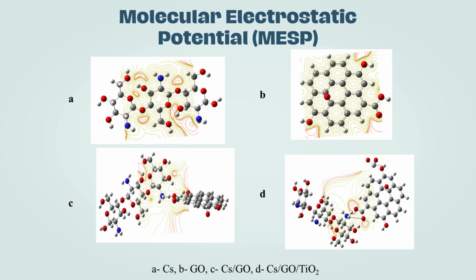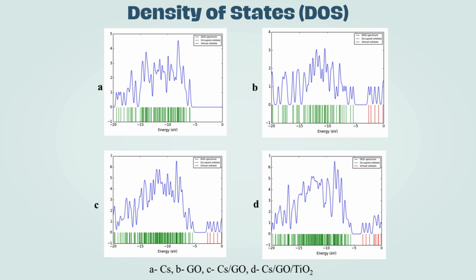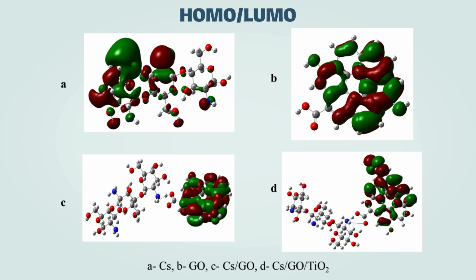Molecular electrostatic potential can show the active sites and the overall charge distribution for a molecule. Molecular electrostatic potential contours for the optimized structures show red colors around the oxygen atoms, where red means negative potential. Here is the density of states for the structures. The chitosan graphene oxide titanium dioxide shows more states in the unoccupied orbitals and a smaller band gap than the constituents alone. The calculated HOMO-LUMO orbitals for the structures are presented here.